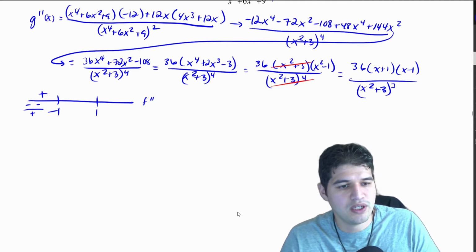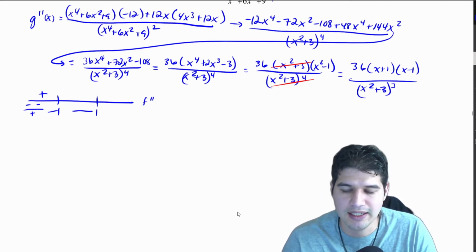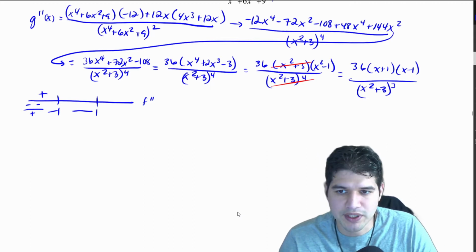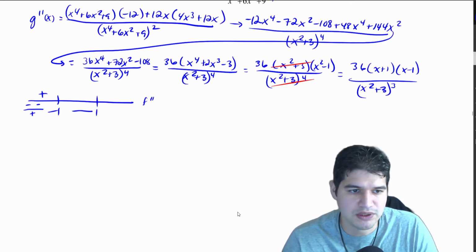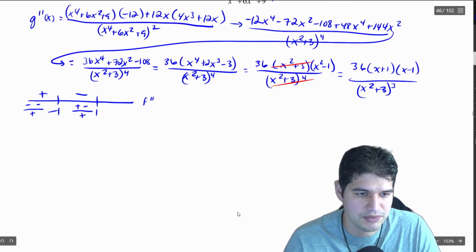Values between -1 and 1, let's use a 0. So I'm going to get a positive 36. I'm not even going to worry about that. And then 0 plus 1, that's going to be positive. 0 minus 1, that's negative. And then positive in my denominator. So this all becomes negative.